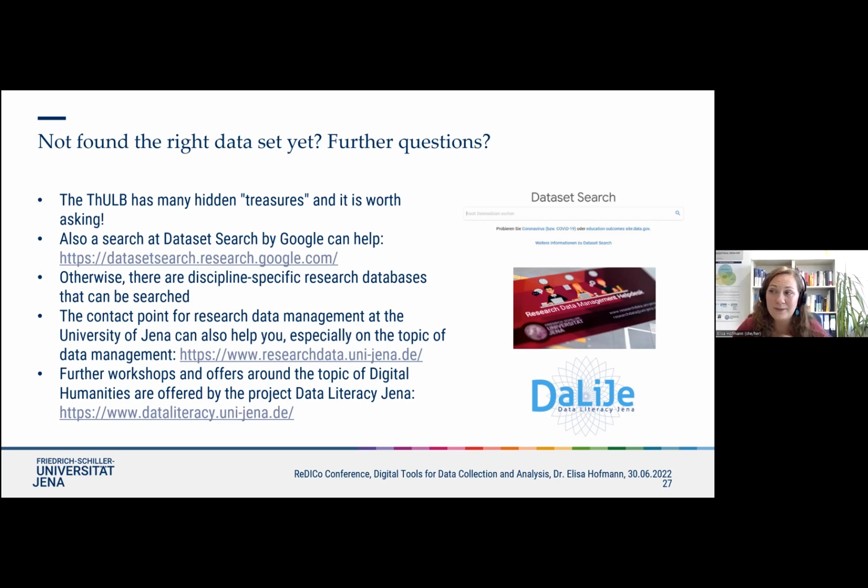Of course, there are many other discipline-specific research databases that can be searched, but also here at the University of Jena, there is the Contact Point for Research Data Management. They also have a lot of knowledge and expertise in finding the right data, analyzing data, but also how to store your data in order to do proper research data management. And there are here at the university many workshops, I think also at other universities, or online courses on the topic of digital data literacy in general. So in the humanities, but also in other fields of disciplines.